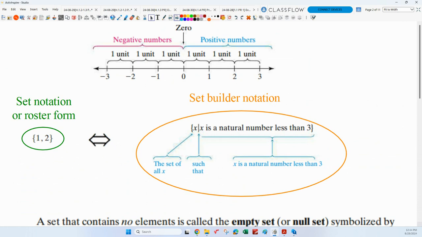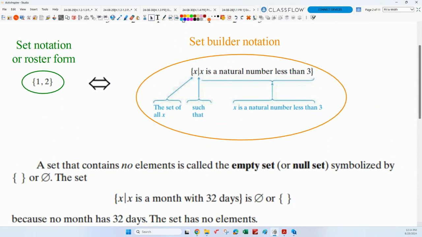And then I just want to compare the two. So now we've got two different ways of writing sets. We can use set builder notation, or we can just use a simpler form of set notation. So these two sets are exactly the same. We're just writing them in different ways. We're naming them in different ways.